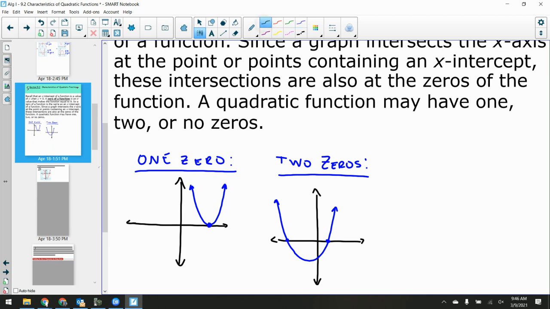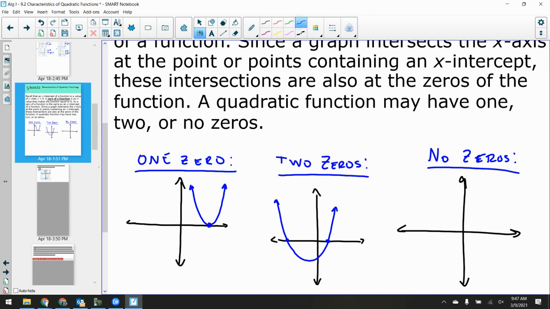Taking a look at my third option, how is it possible that we would have no zeros at all? What would it look like then? Well, basically what's just going to happen is if the vertex is above the x-axis, if it's facing up, if A is positive. If A is negative, then the vertex is just below the x-axis and it goes down. So it's never going to cross the x-axis.